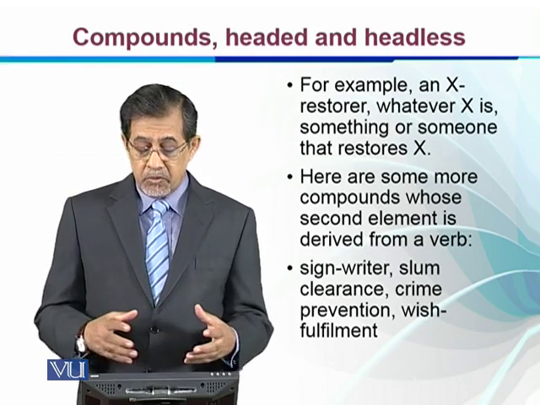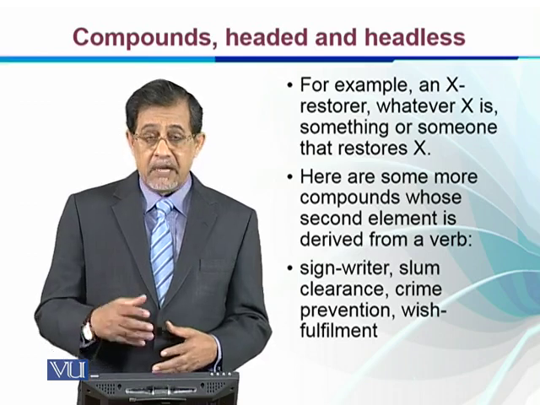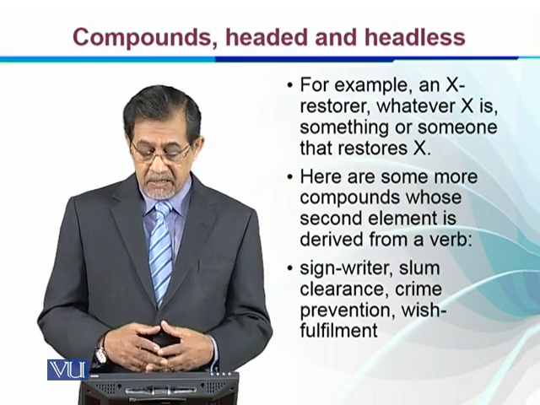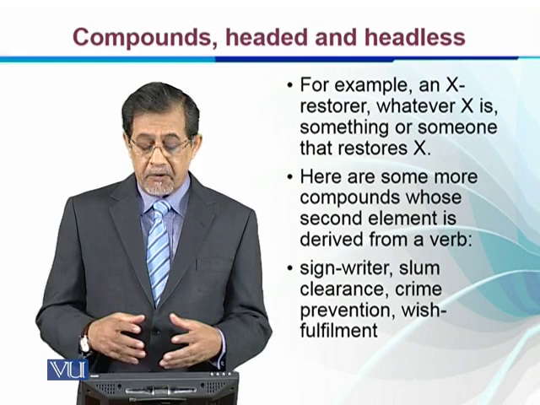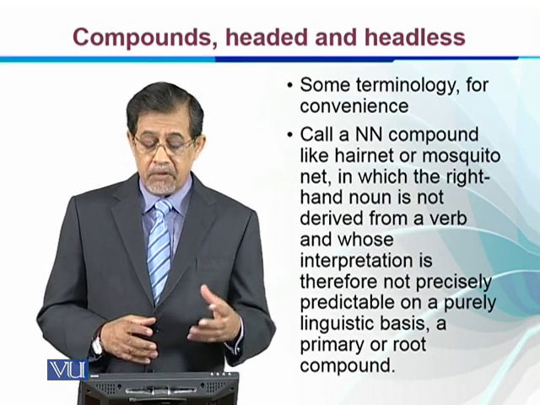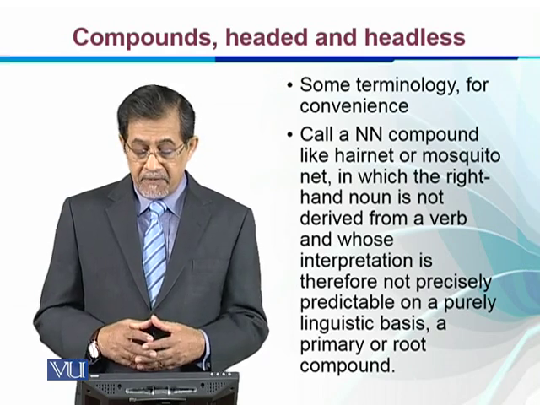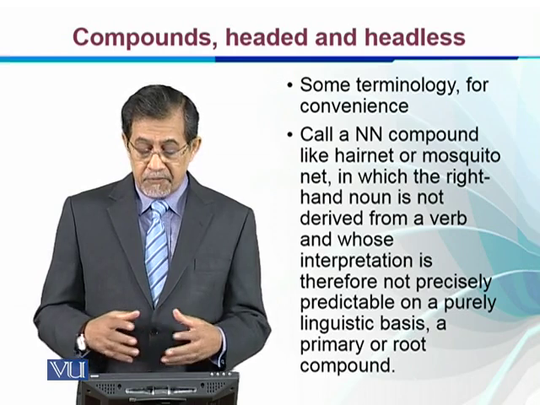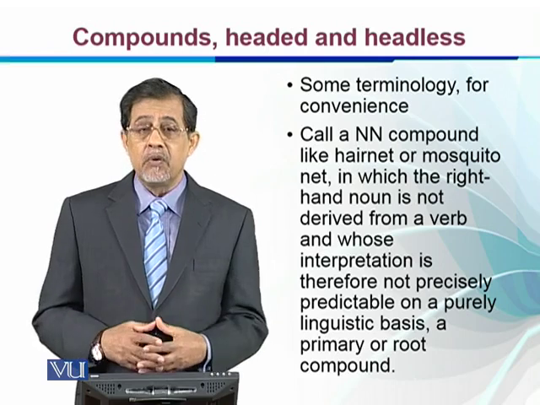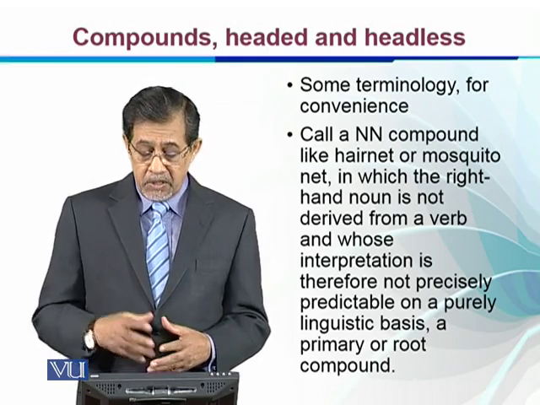Here are some more compounds whose second element is derived from a verb. For example, sign writer, writer from write; slum clearance from clear; crime prevention from prevent; and wish fulfillment from fulfill. Some terminology for convenience: call a noun compound like hairnet or mosquito net, in which the right hand noun is not derived from a verb and whose interpretation is therefore not precisely predictable on a purely linguistic basis, a primary or root compound. So, if the right hand word is not a verb and it's a noun, we call it a primary or root compound.